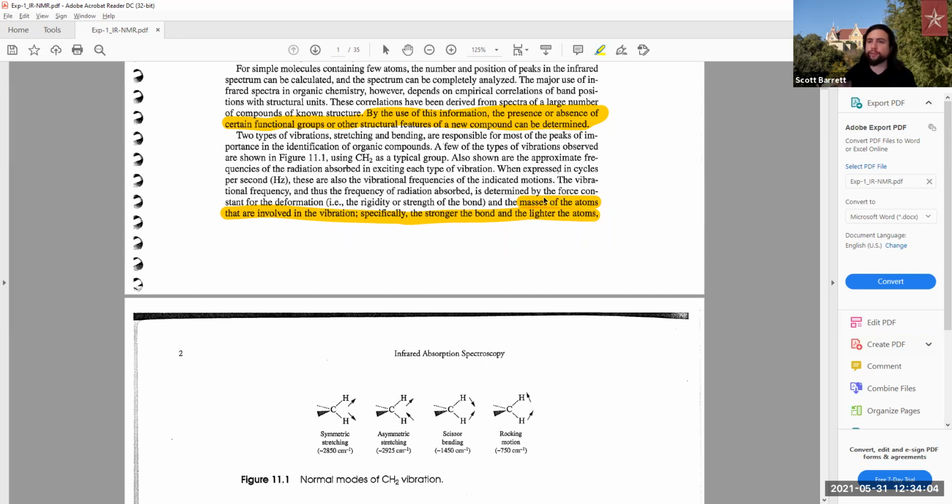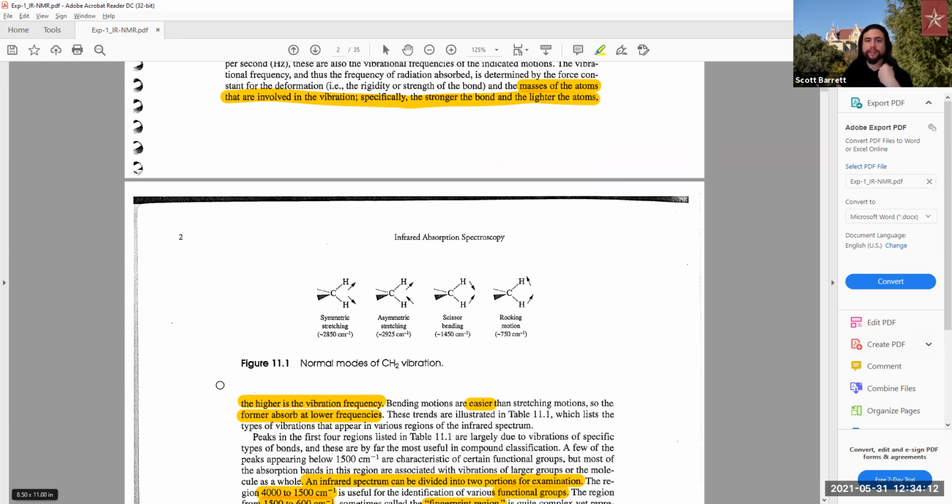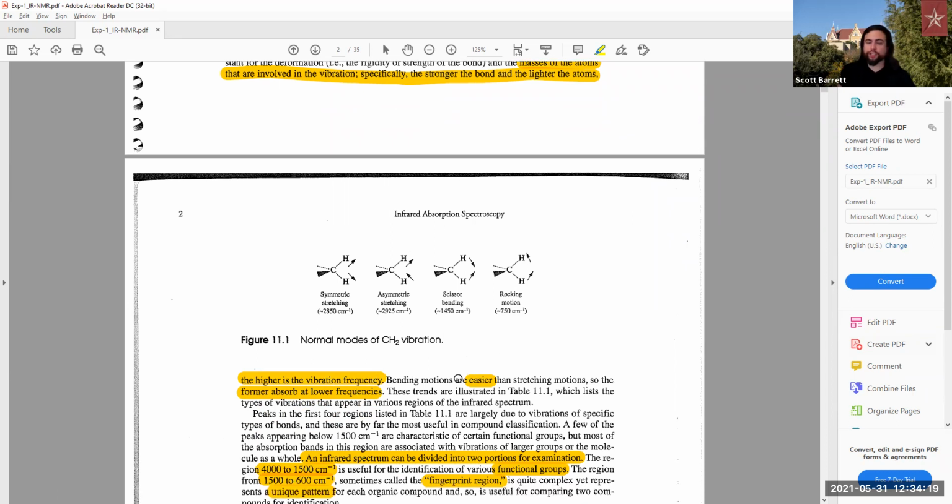So another important piece of background information is the masses of the atoms involved in the vibration. Specifically, the stronger the bond and the lighter the atoms, the higher the vibration frequency. Additionally, we should note that bending motions are easier than stretching motions, and so the former absorb at lower frequencies. So we would observe the bending motions at lower frequencies.